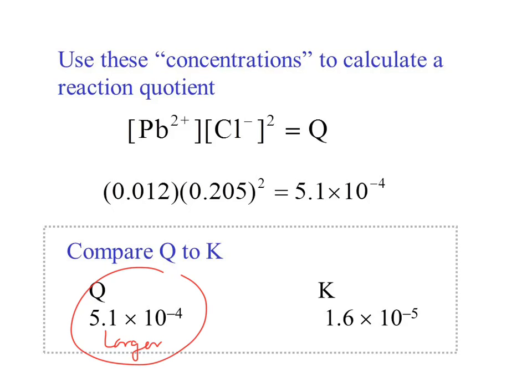So this is larger, it's too big, so that means we have too much products, and the products are the dissolved stuff. Too much of that, so it's going to have to go back to reactants from products. And what is on our reactant side? It's our solid stuff. So yes, a precipitate will form. That's it.